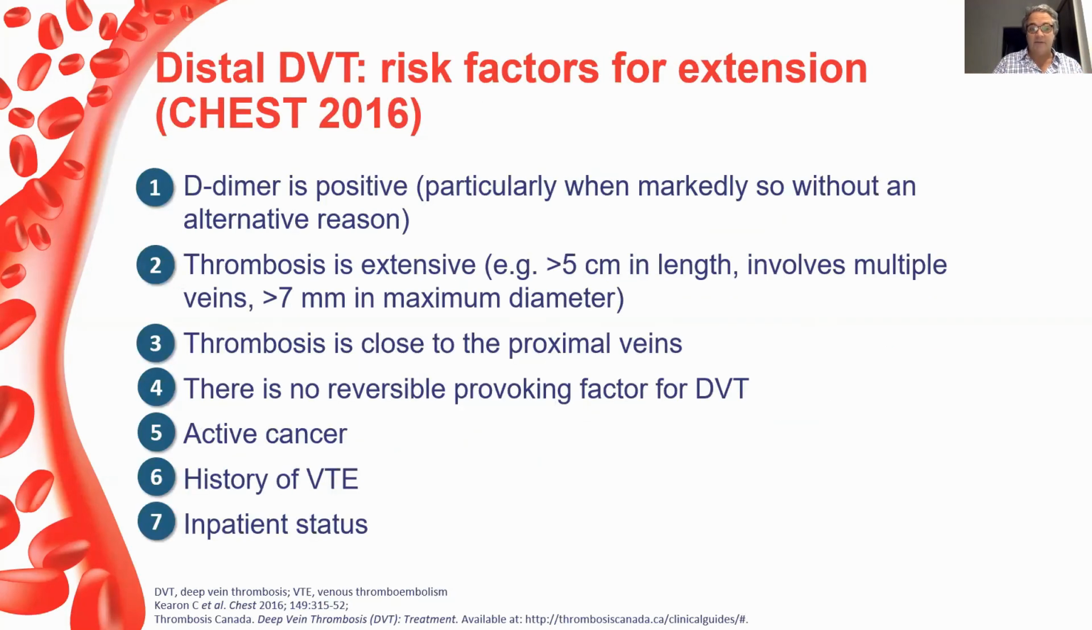Here are the risk factors. So D-dimer is positive. The thrombosis is extensive, greater than 5 centimeters. It's close to the proximal veins, and we generally stay within 3 centimeters. She is totally unprovoked. They've got active cancer. They have a history of a VTE, or they're an inpatient in hospital. Those would all be high risk factors for which we would treat the distal DVT.